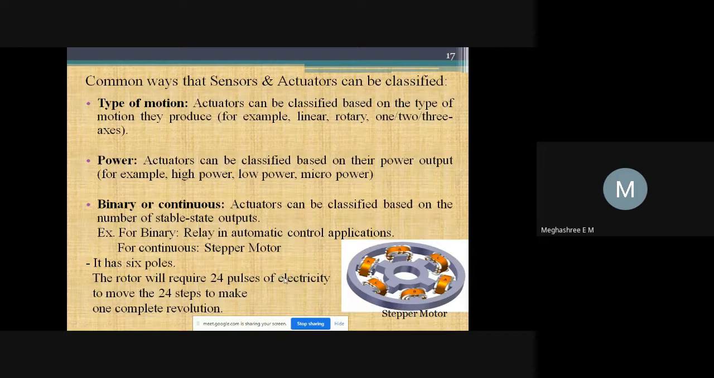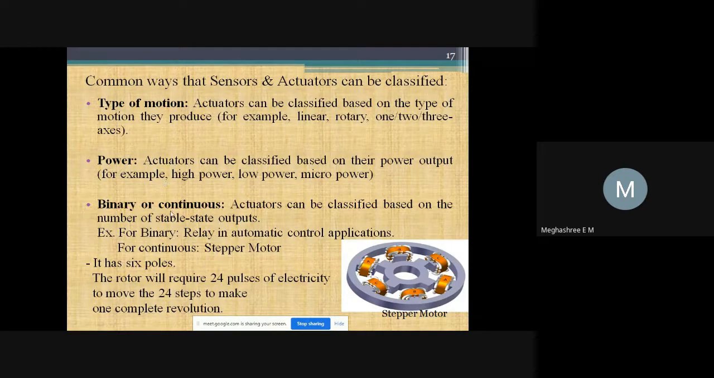Fine. So next, the actuators are classified into different types. One type is the type of motion. As I said, actuators do some kind of action, right? So these actuators are classified based on the type of motion they produce. For example, it may be linear, rotary, or one, two, or three axis. That is one type. Next, with respect to power, it is based on their power output, whether it is high power, low power, or micro power. That is the second type.